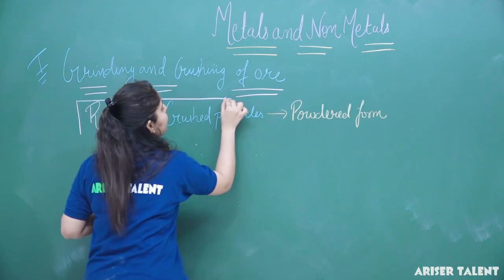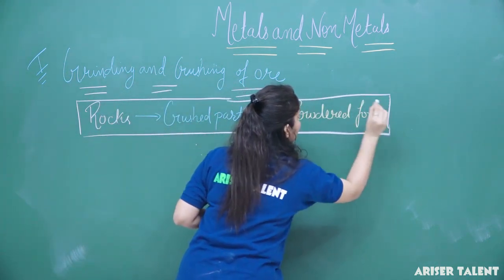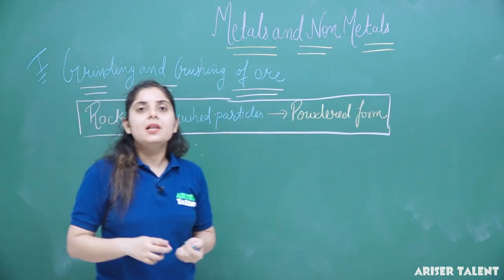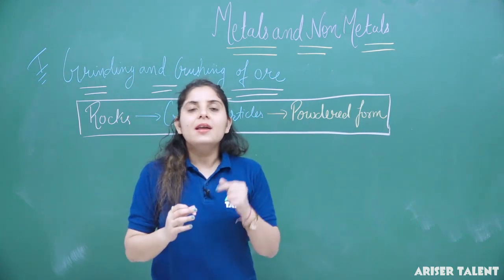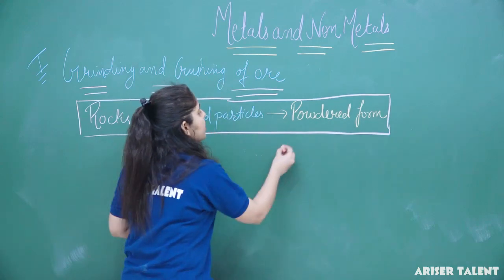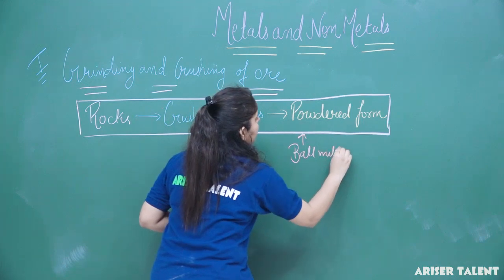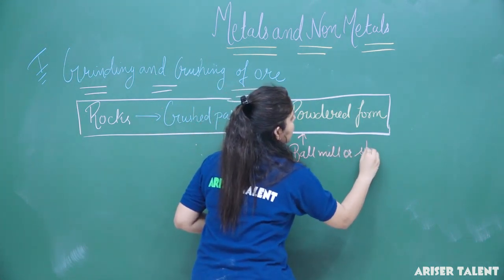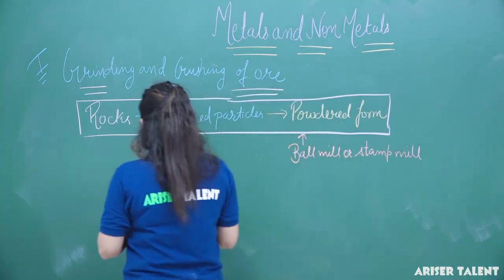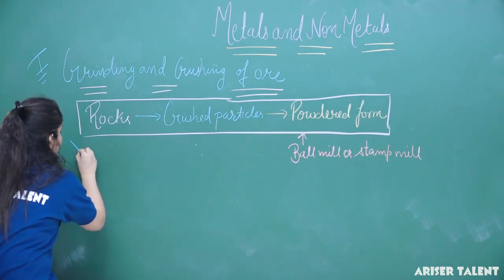So this will be our simple flow chart to understand this. Now, this process is done with the help of a ball mill and a stamp mill. Firstly, the process of crushing is done, and the second step in the metallurgical process will be the pulverizing of the ore. This can be done by using a ball mill or stamp mill. We will understand this with the help of a diagram.